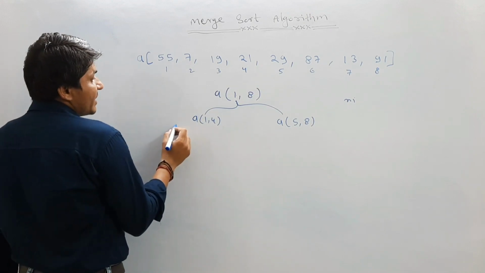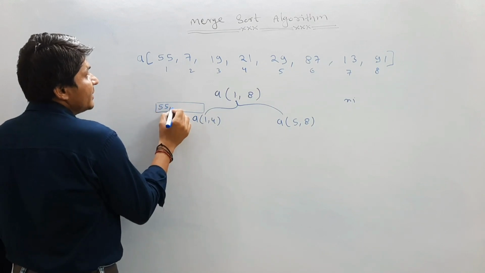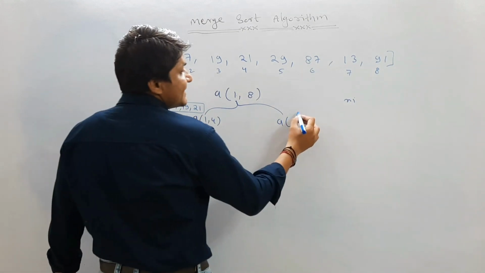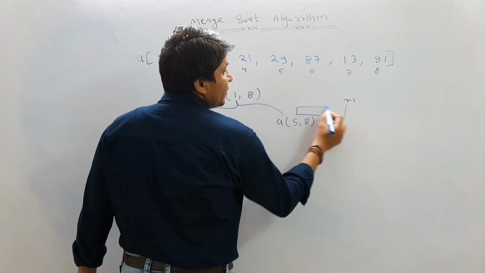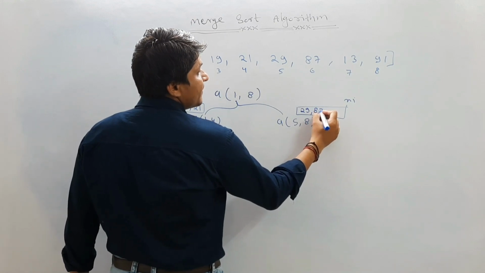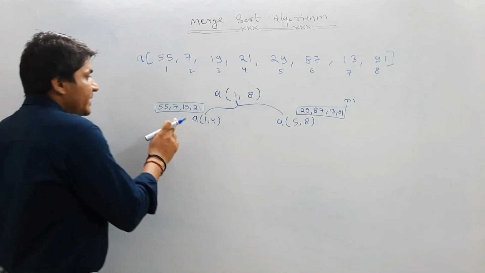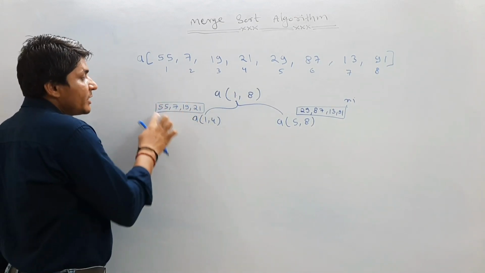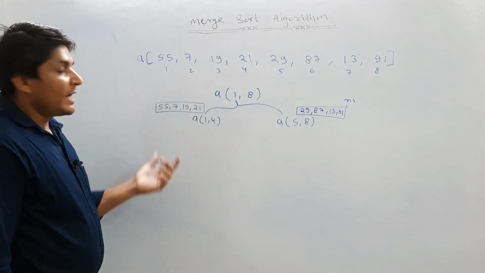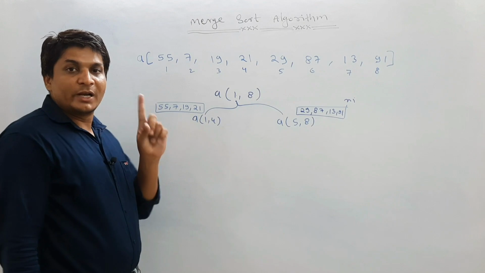If you see in the first part how many elements are there, let me write these elements here. It is going to be 55, then 7, then 19, and 21. Correct? Now in the second part, how many elements are there in total? 4 elements, which is from 5 to 8. So 29, then 87, 13, then 91. Correct? So 4 elements are on this side. Now this is still an unsorted array, and merge sort says you divide the problem until you get 2 sorted subarrays, and we know that we will surely get sorted subarrays when you get only one element array.